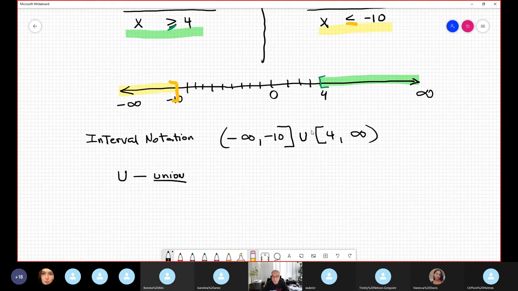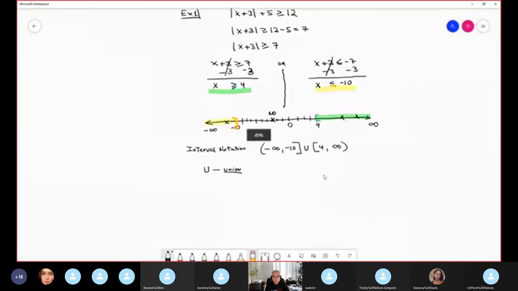So you pick, for example, one value here, negative 11, a solution, yes. You pick another value here, a solution, yes. You pick another value here, a solution, no. No solution. Only this bunch of values is included inside this interval. Clear?